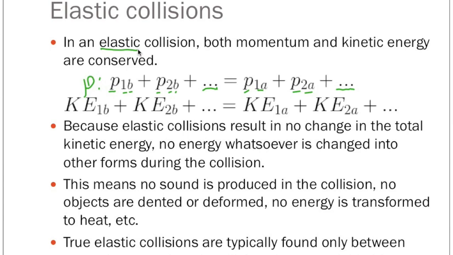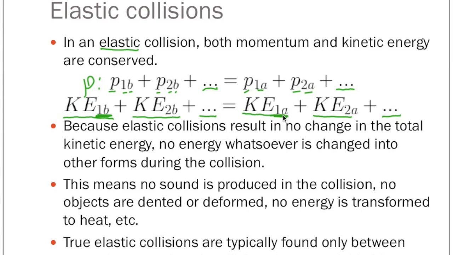But in an elastic collision, the kinetic energies are also conserved. The kinetic energy of the first object before plus the kinetic energy of the second object before plus the kinetic energy of the third, fourth, fifth, however many objects you have, equals the kinetic energy of the first after plus the kinetic energy of the second after plus the kinetic energy of the third, fourth, fifth. Note this does not necessarily mean the kinetic energy before the collision of one object is equal to the kinetic energy of that same object afterwards. That kinetic energy may transfer from one object to another, but the total, net kinetic energy before and after the collision is the same. That's what happens in an elastic collision.